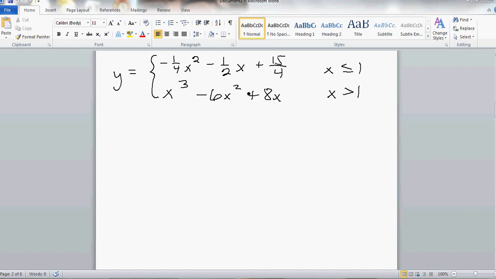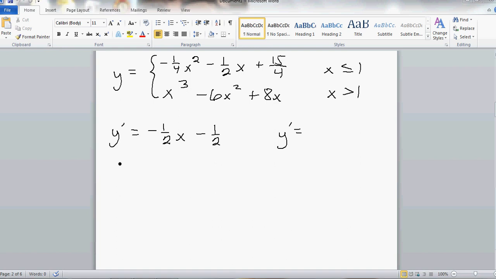Well, we're still going to have to take the derivative both times, so I'm just going to split them up into two different parts and find the derivative of each one. So if I take the derivative of this top one, this becomes negative 1/2 x minus 1/2. Now the only place that this has a boundary, it has a boundary right at when x equals 1.